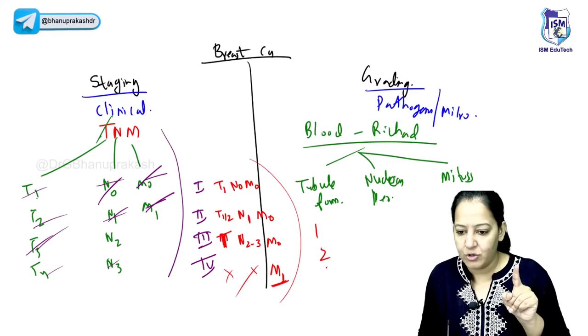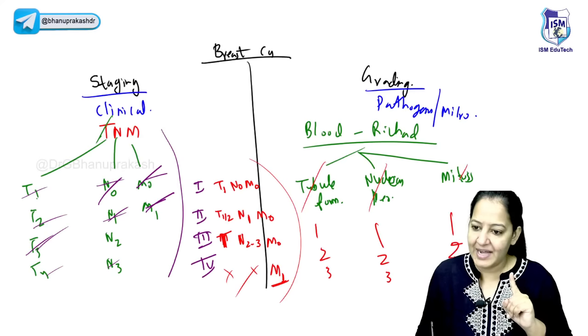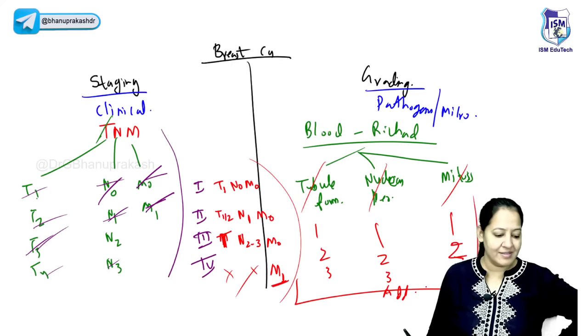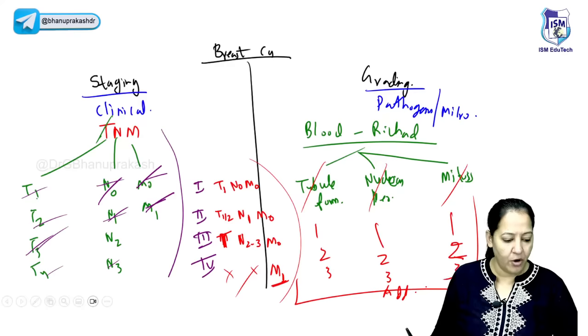So here we will score 1, 2, 3 for each of the three features. Decide the score for T, N and M for your patient and add them. That is your final score. You got it? This is the Bloom-Richardson scoring. Okay, got it? How many of you got it?